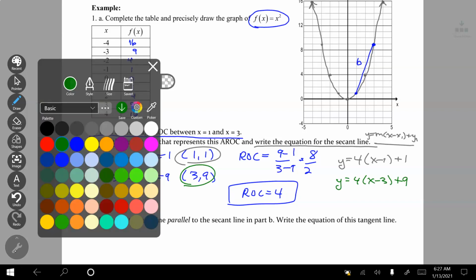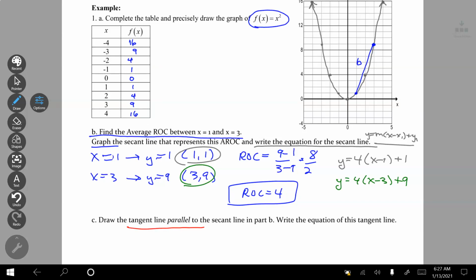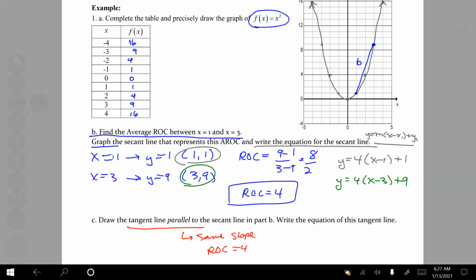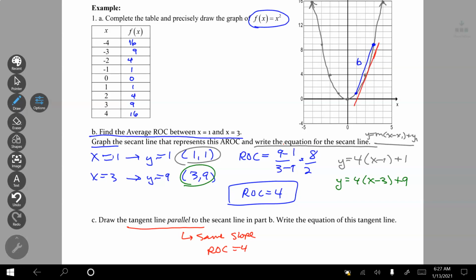Now I want to draw something that's parallel. I want to draw the parallel line, the tangent line that is parallel. That means I have to have the same slope. Well, that means my slope, or my rate of change, has to equal 4. Now, if you're going to be in class, and hopefully it's going to be hard, I'm going to take a ruler and go over the blue line and move it until I get tangent to the parabola. And if I do that very carefully, I get that tangent line. I'm going to label this C, and I see that it goes through the point (2, 4).